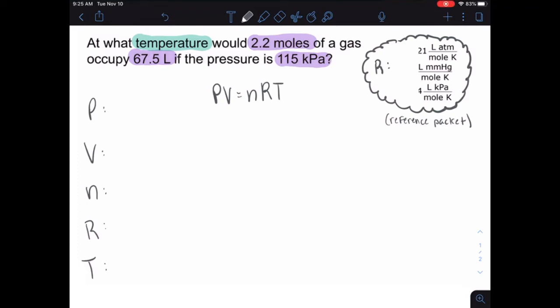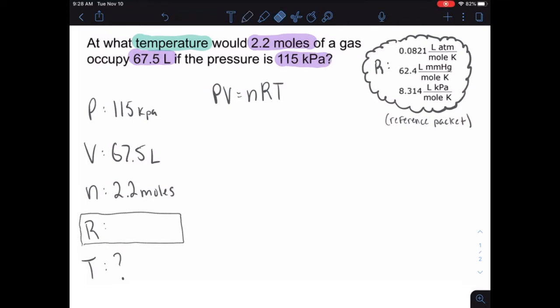So we have 2.2 moles, that's going to be our n. 67.5 liters, that's a volume. And a pressure is 115 kPa. And we're solving for temperature. So the only thing we don't have is our R value.